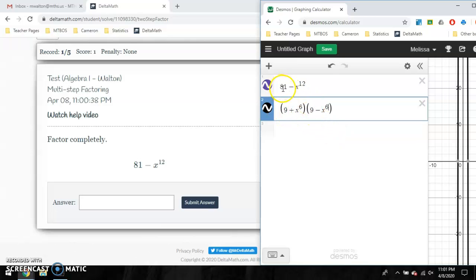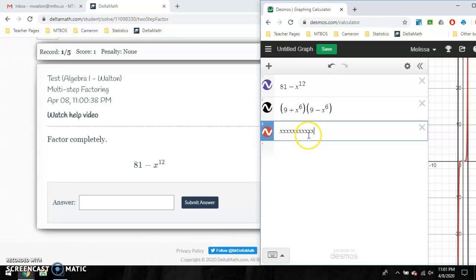9 times 9 is 81. I'll have a 9 x to the 6th, negative 9 x to the 6th, those will cancel out. And finally, x to the 12th. X to the 12th is x times x times x times x times x times x. Sorry, how many was that? 1, 2, 3, 4, 5, 6, 7, 8, 9, 10, 11, 12.